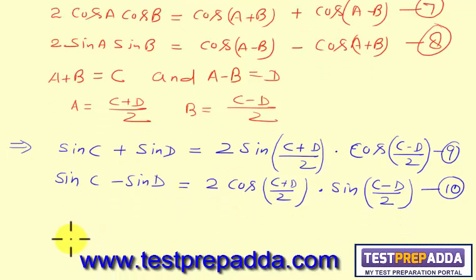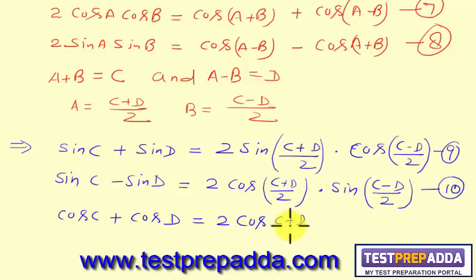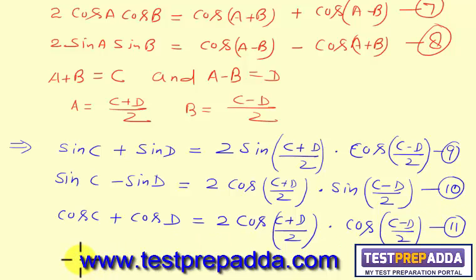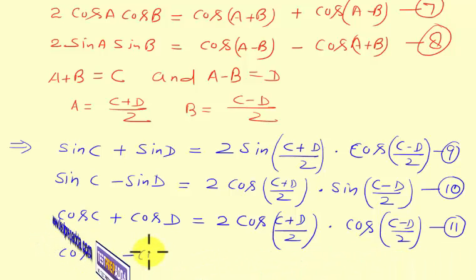Now substitute A and B in equations 7 and 8. So finally here cos C plus cos D comes as 2 cos (C plus D by 2) into cos (C minus D by 2). Consider this as 11. Now, cos C minus cos D will come what?